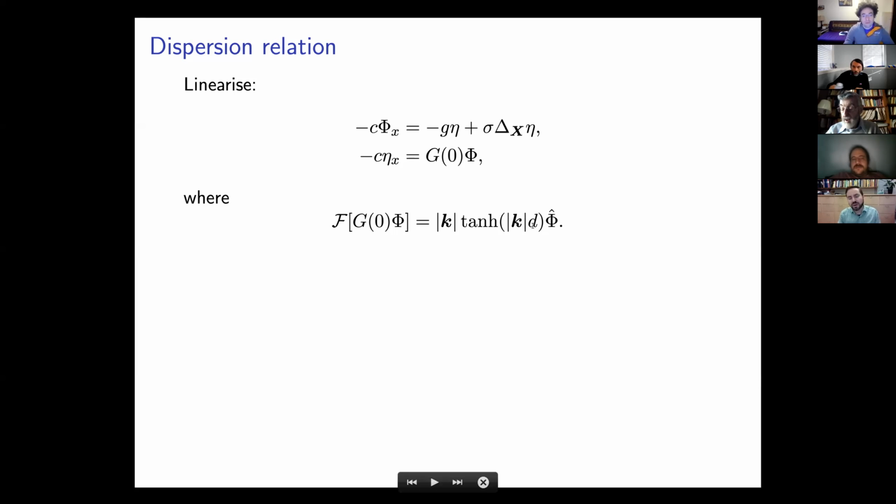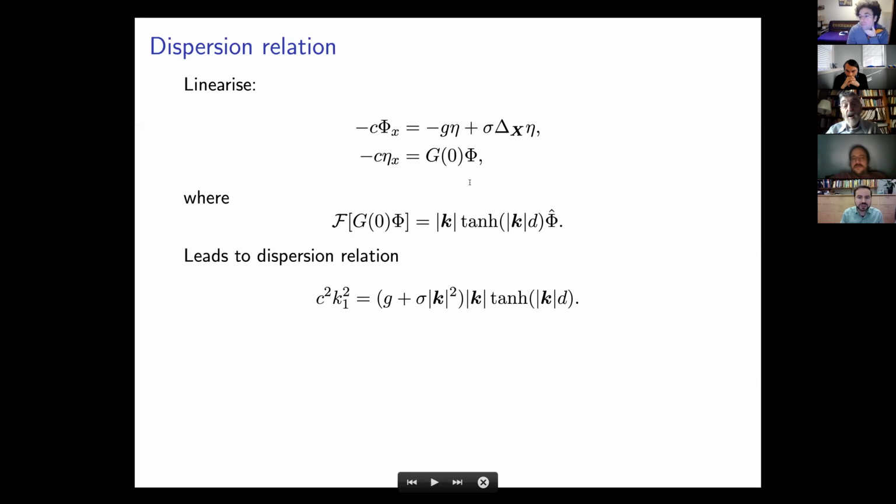Okay, so we've seen this before. You can almost think of it as being multiplication with the modulus of k, because for large k, this is exponentially close to 1. Okay, so these are the equations, and then if you look for solutions of cosine or sine type, this leads to this dispersion relation. This gives you the condition for finding a doubly periodic traveling wave solution to the linearized problem.